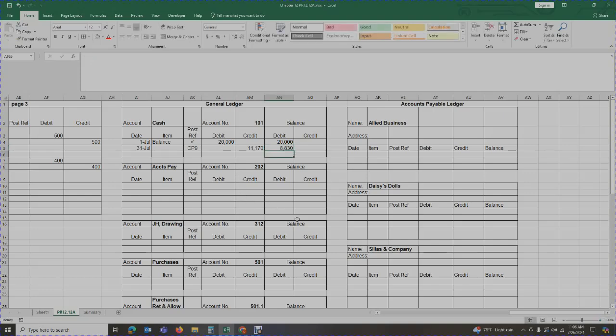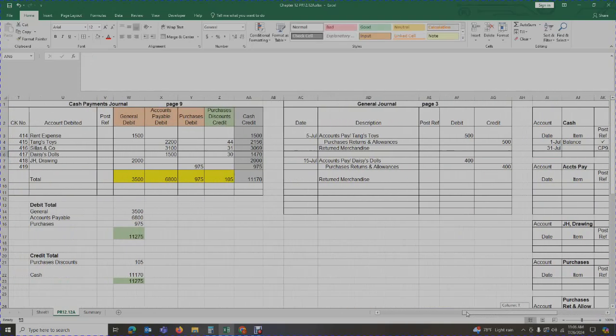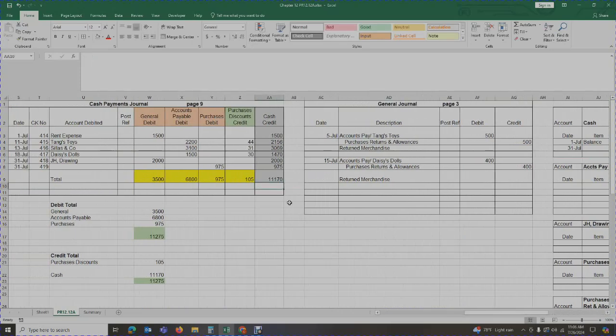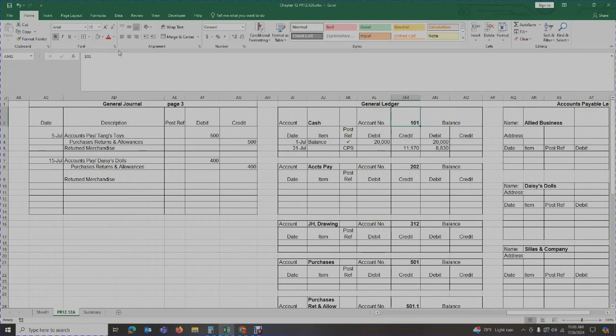Okay, so now I'm going to go back to my journal, over here, and I'm going to say that I posted this transaction. I posted that specific transaction on account number 101. So the $11,170 was posted to account 101, and that account 101 is my cash account right here. That is where I'm picking up my number. So it's cash 101. Okay, so we are done with cash.